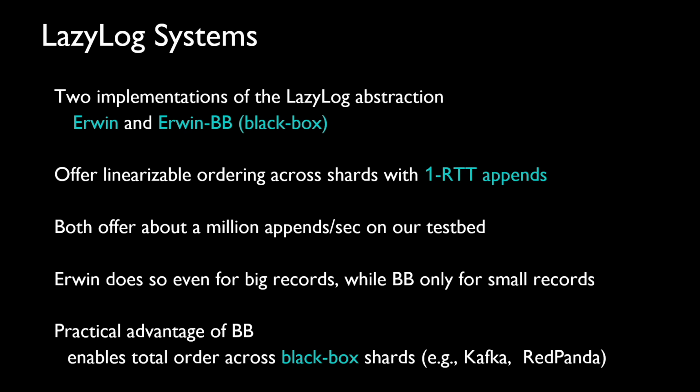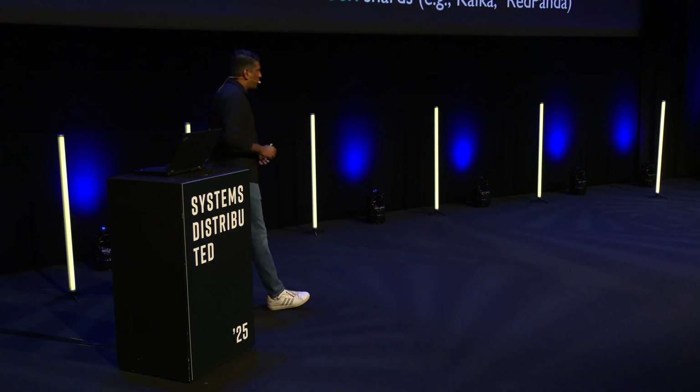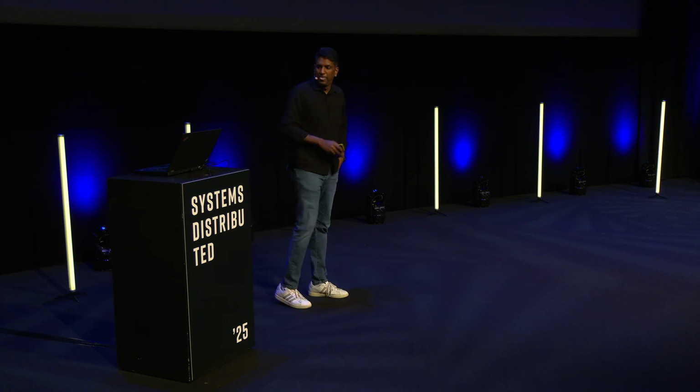But the practical advantage of the black box version is that you can take today's Kafka shards without any change, not a single line of code change. You can string them together, and then you can get total order across all of these different Kafka shards with low latency, and there is no total ordering in the original Kafka implementation, right? And it doesn't have to be Kafka, it can be anything, right?